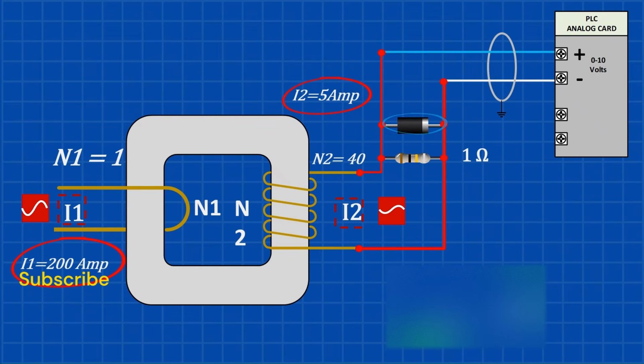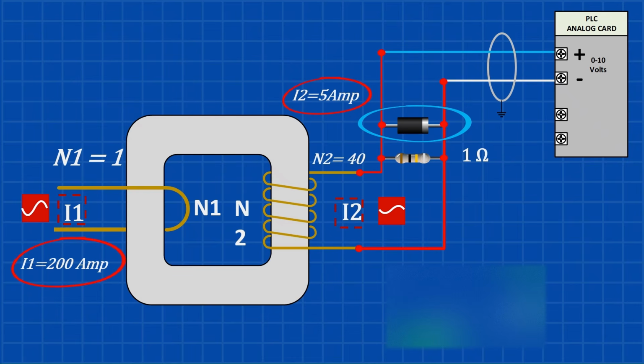This voltage is still AC, and most PLC analog inputs require a DC signal. To convert it, we can use a rectifier circuit with a Schottky diode. The diode allows current to flow in only one direction, converting the AC signal into a pulsating DC voltage.